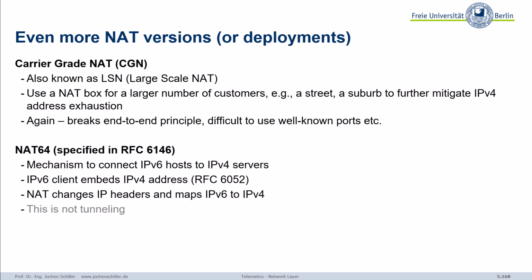Then I already talked a bit about NAT64. That's how to connect IPv6 hosts to IPv4 servers. So we can also map here. You can take a look in this subsection. NAT changes the IP headers and maps version 6 to version 4. This is not a tunnel, but really a mapping of addresses. In principle, you can map whatever you want onto whatever else you may think of. And here it's version 6 to version 4 addresses.